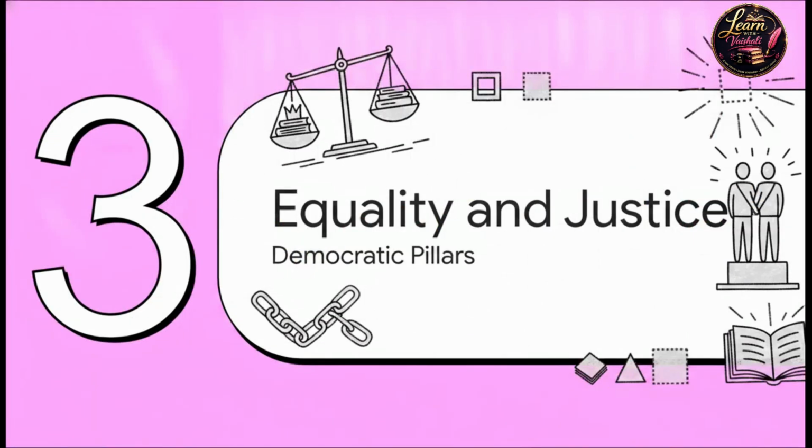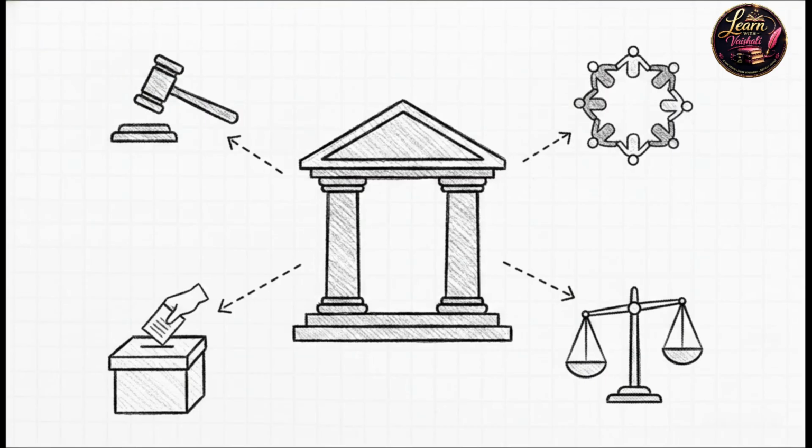All right, Section 3, Equality and Justice, Democratic Pillars. So why does a government actually care about public welfare? At its core, because it is actively pursuing equality and justice. And for your exams, you need to know that equality has 4 critical dimensions. First, social equality. This means absolutely no discrimination based on class, caste, gender, or background.